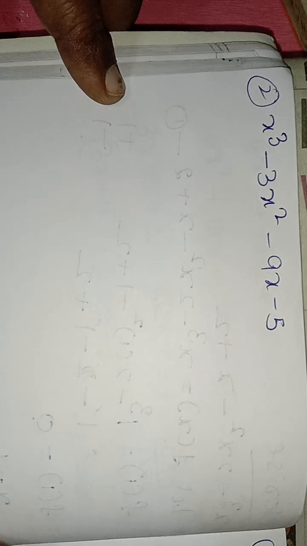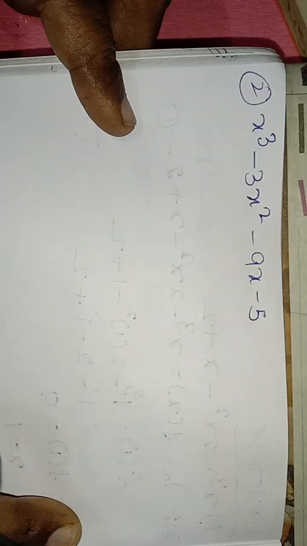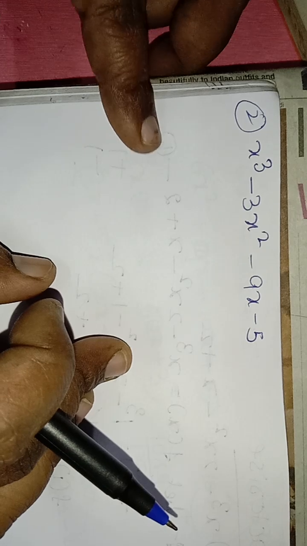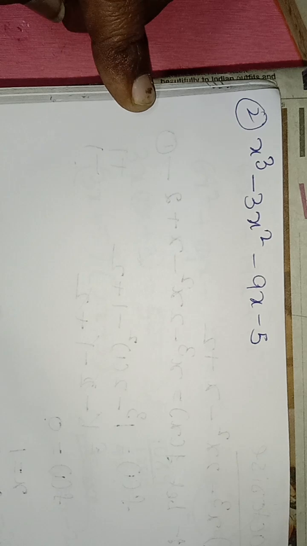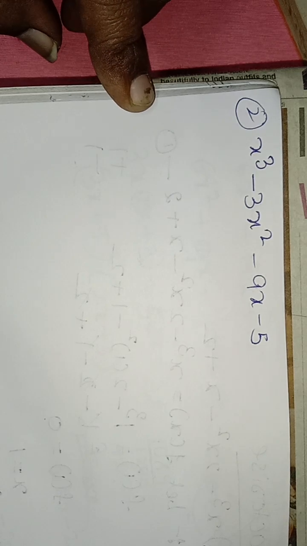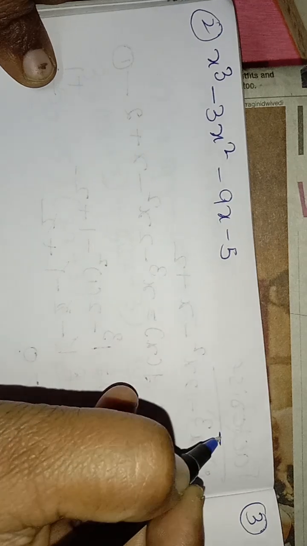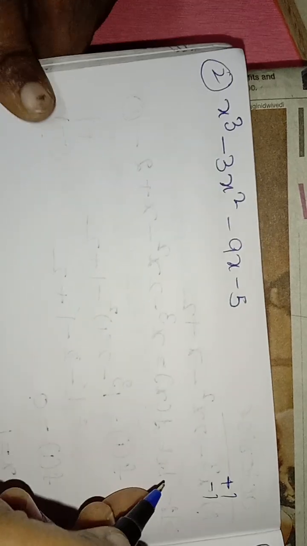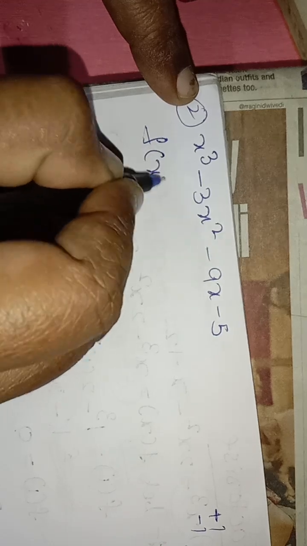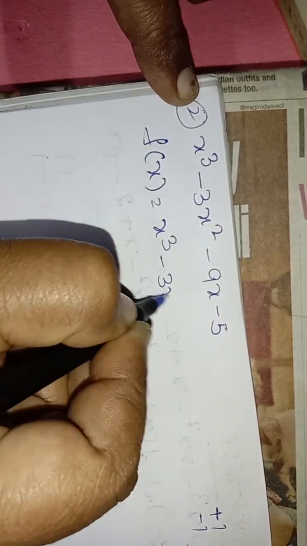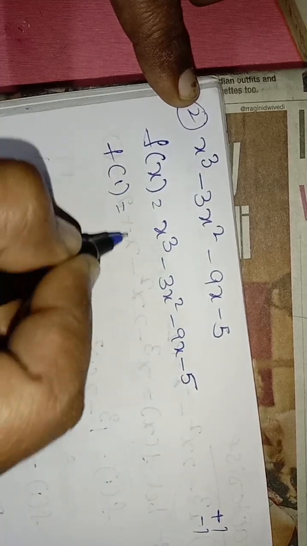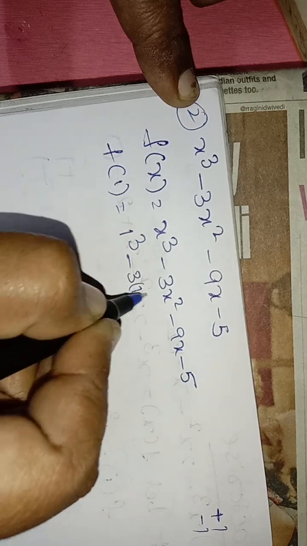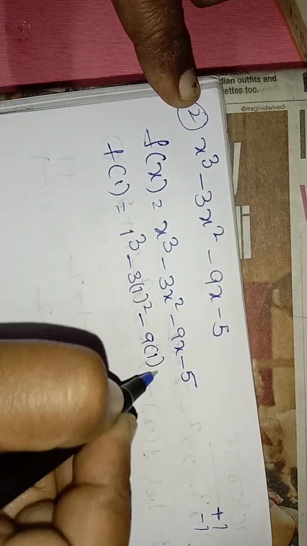Next we have one more question: x cube minus 3x square minus 9x minus 5. So what is our first step? Substitute plus 1 or minus 1 in the equation. So let f of x equal x cube minus 3x square minus 9x minus 5. If you substitute 1 in the equation, 1 cube minus 3 into 1 square minus 9 into 1 minus 5.